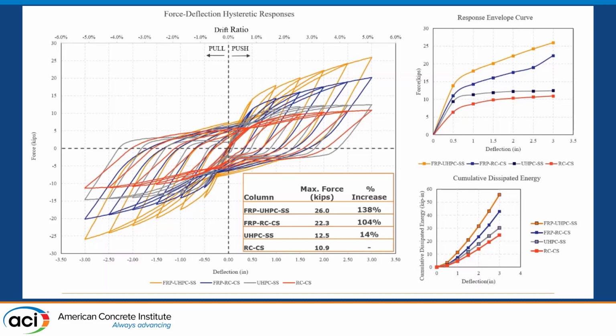Note that these 2 specimens, FRP RCCS as well as RCCS, those 2 results were validated by previous experimental results, which means that the whole analytical study was validated by the experiments. Now, if we include the FRP tube around this UHPC, compared with the regular reinforcement, it's a 138% increase. So here to the right, you can see a clear picture of the response envelope for all 4 cases, and also the cumulative energy dissipated, which all shows a superior behavior of the new proposed system.